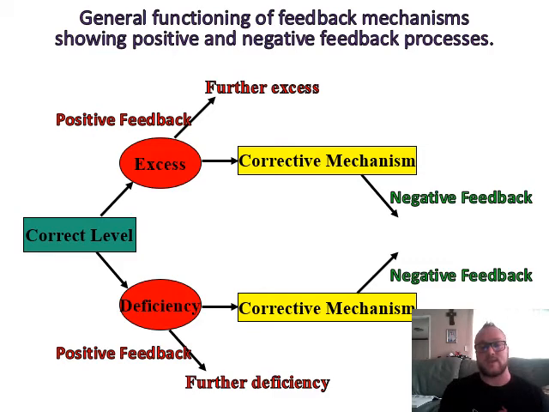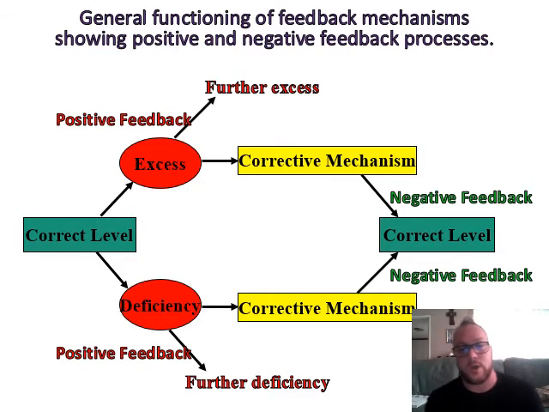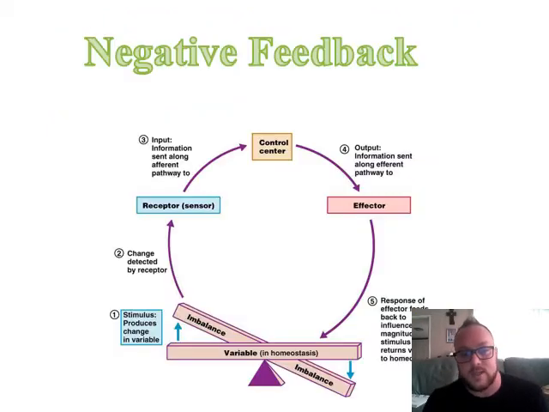This is going to lead to a negative feedback system, which is going to try to get it back as perfectly as possible to the correct level. So again, notice this isn't a circle, it's just one particular way. Either there is a deficiency or there is an excess. Same again, but now we have a slightly more complex version of this.